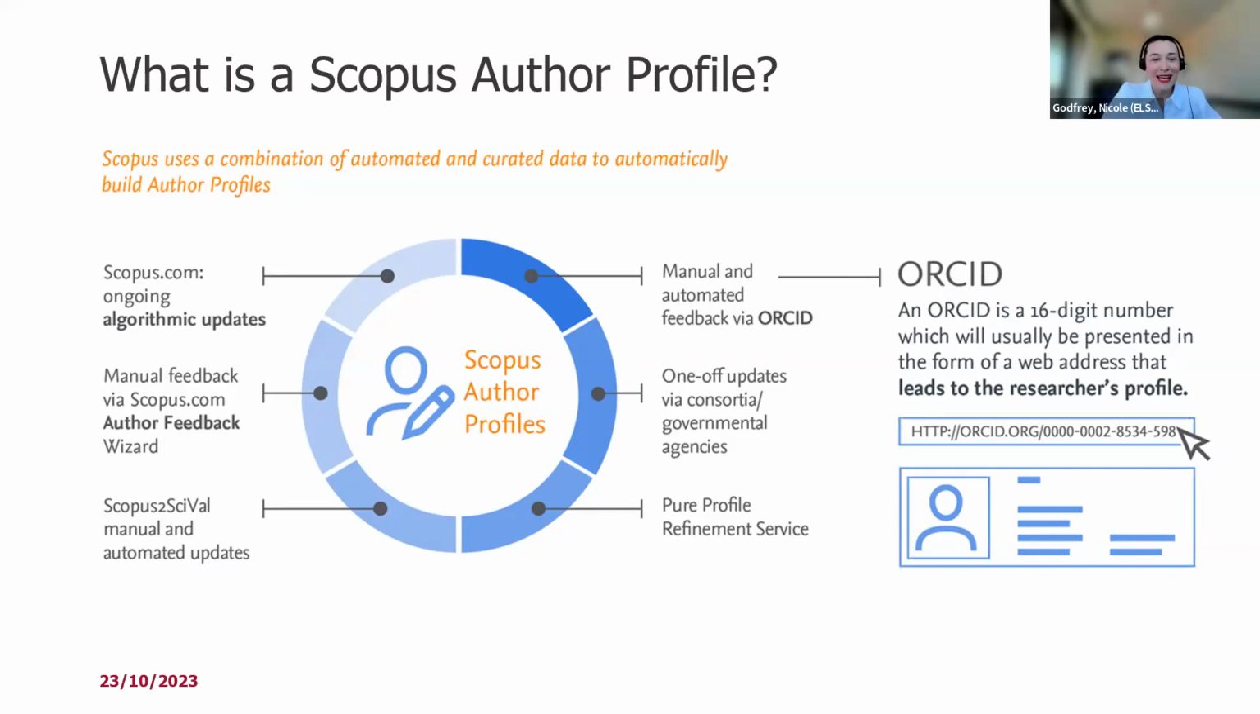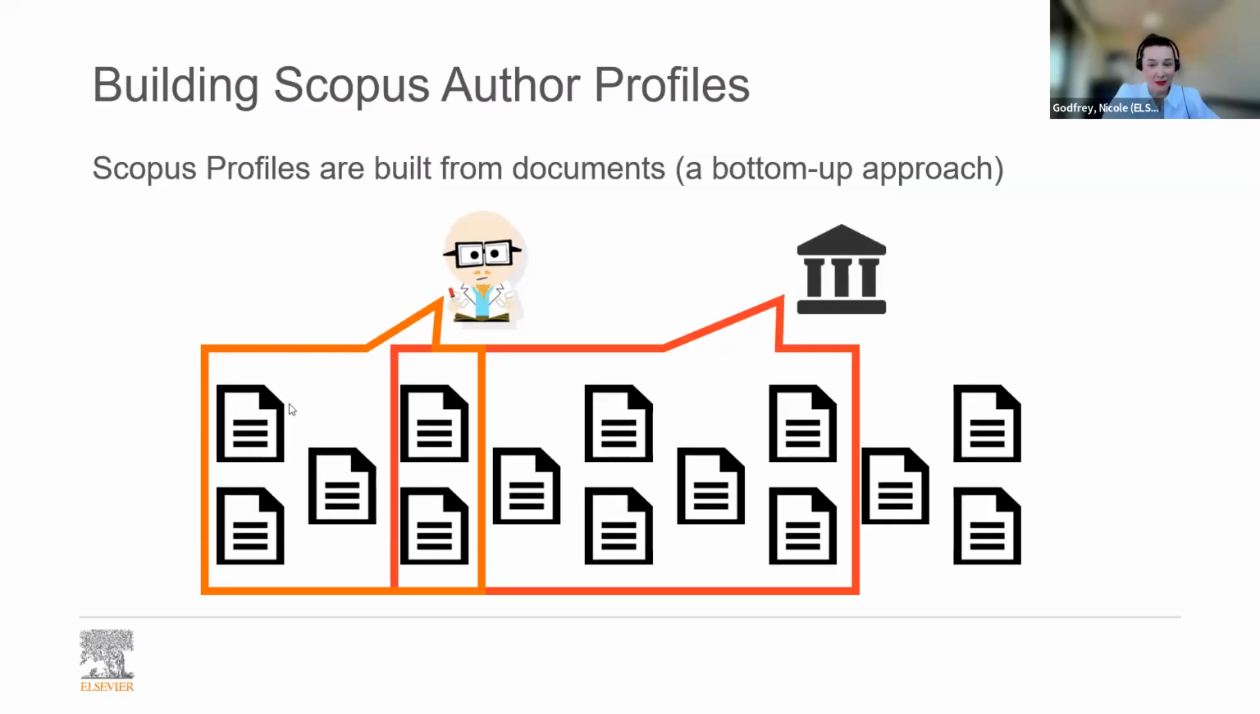I love this visual. Our profiles are built from the bottom up. So based on Scopus documents, as I've just gone through, it's automatically generated. An author profile is a cluster of all author instances belonging to the same researcher. Our institution profile is built in the same way. Next slide, please.